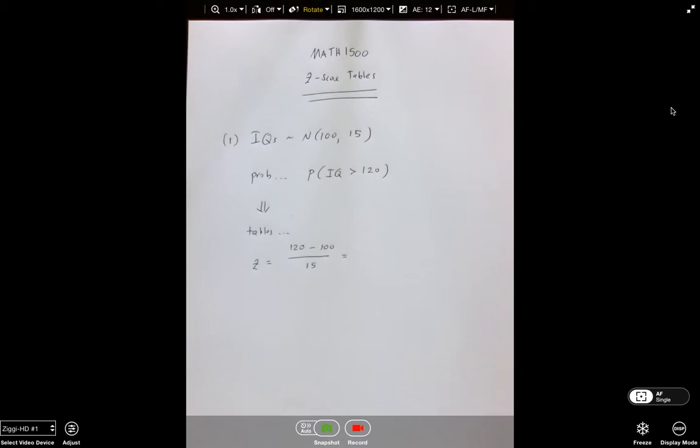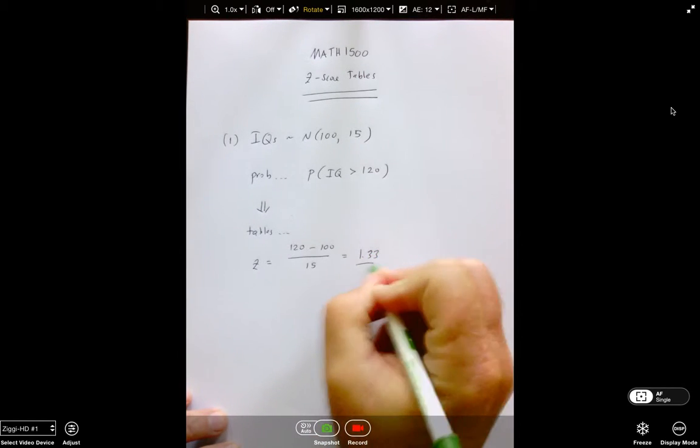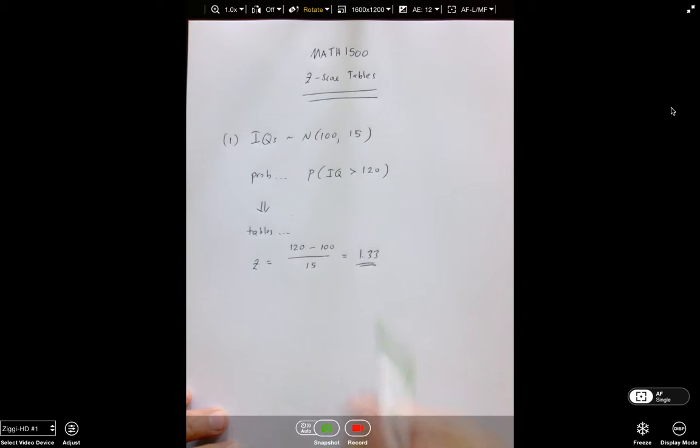Now, guys, z-scores will round to two places. Just for z-scores alone, this tells us that a score of 120 is 1.33 standard deviations above the mean of 100.